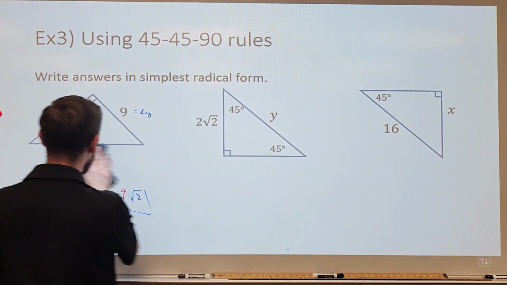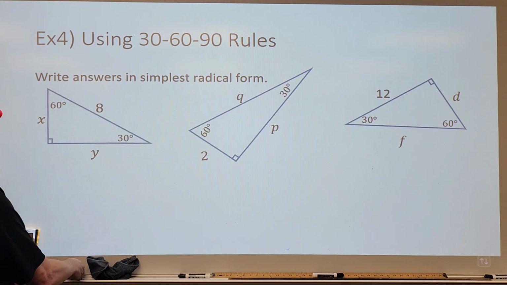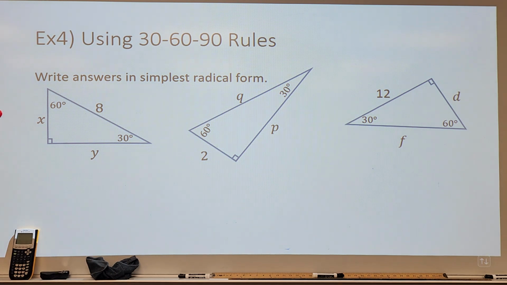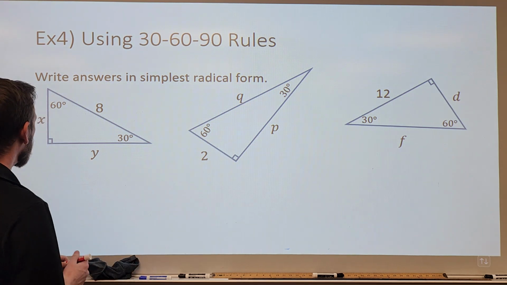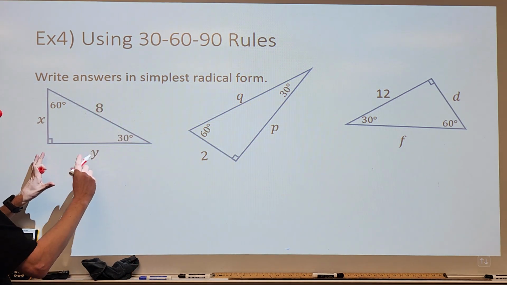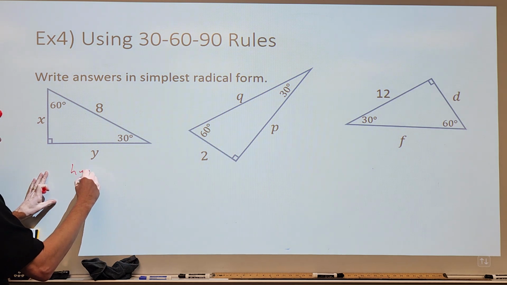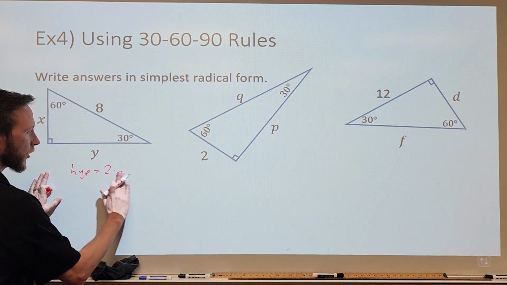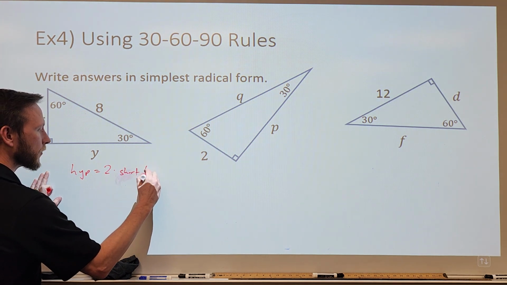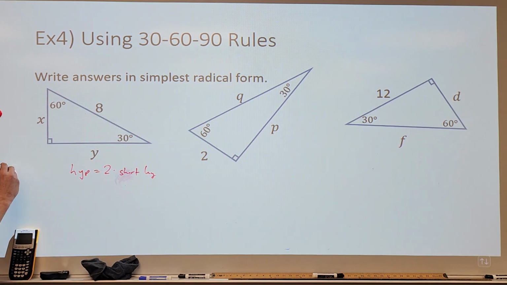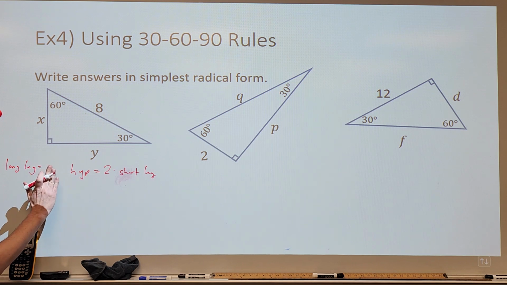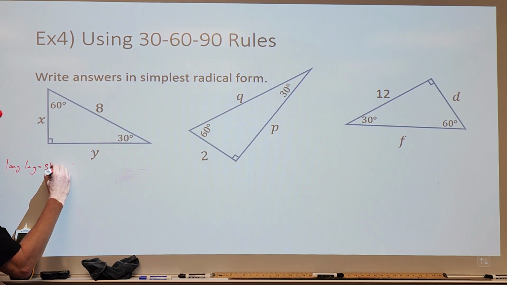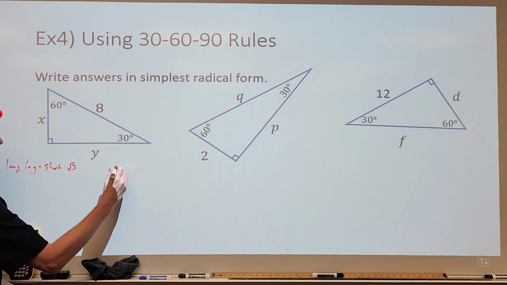All right, on the next situation, we've got our 30, 60, 90 rules. Now I'm doing all of these for you. There's not anything that you're going to have to do at home. I want to make sure that you do this well. All right? So here we know that our hypotenuse is equal to 2 times the short leg. We also know that the long leg is equal to the short leg times the square root of 3.